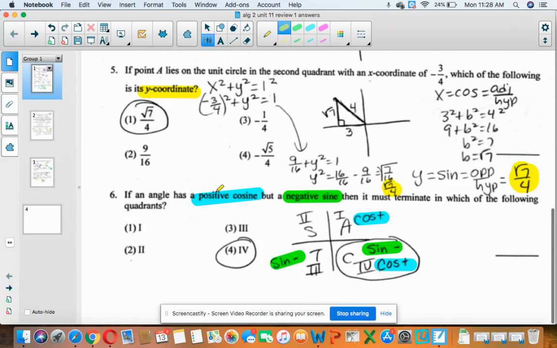Number 6, I have an angle that has a positive cosine, so I drew my little all students take calculus. So if it's a positive cosine, cosine is positive in the first quadrant because everything is positive in the first quadrant, and it's also positive in the fourth quadrant. I have a negative sine. Well, sine is negative in the third quadrant and the fourth quadrant. So which of these is true for both? Positive for cosine and negative for sine, and that is in the fourth quadrant.